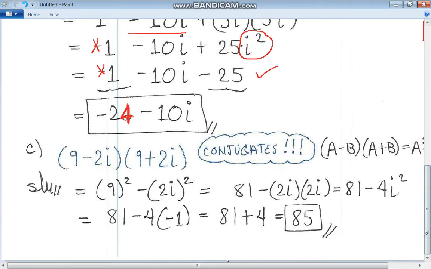Now let's go to this one. We're going to have to scroll left. We have (9 - 2i) times (9 + 2i). I got really excited here. I said, oh my goodness, they're conjugates. Two terms that differ only by the sign in the middle.